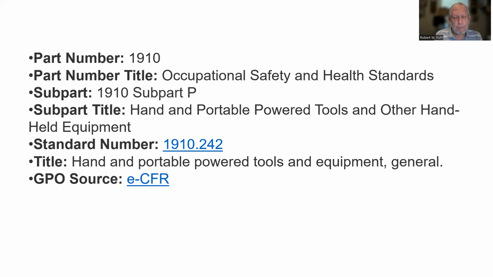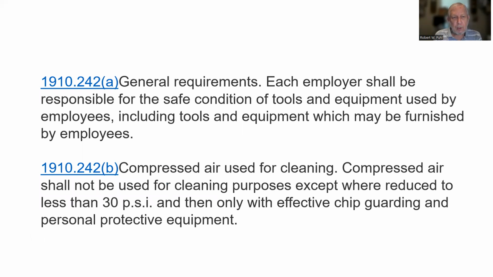Now 242 is really huge, so hang on. Okay, this is about hand and portable power tools and equipment in general. 242A, general requirements. Each employer shall be responsible for the safe condition of tools and equipment used by employees, including tools and equipment which may be furnished by employees. Now, we just mentioned that in the other video. That's important enough to mention again.